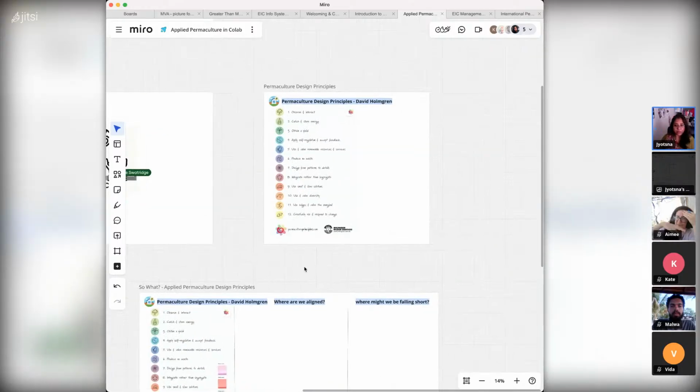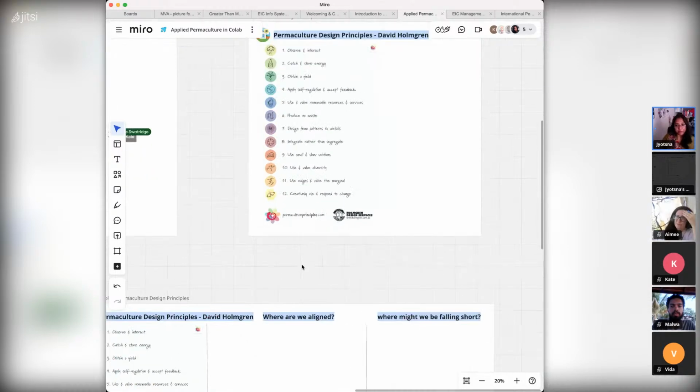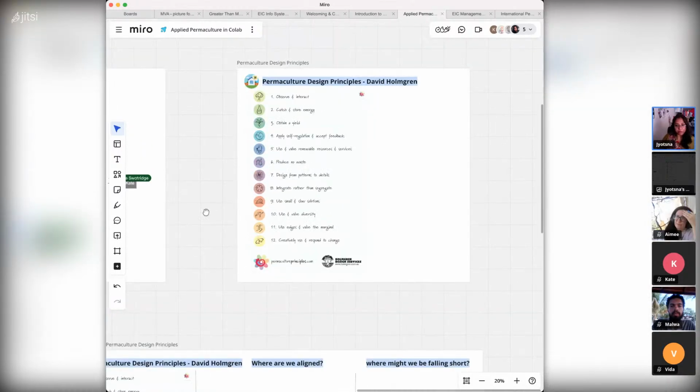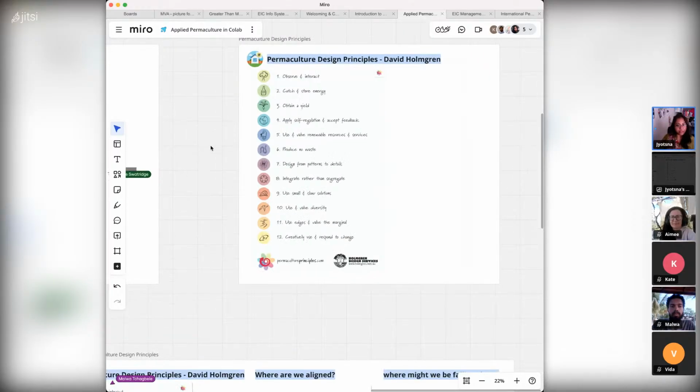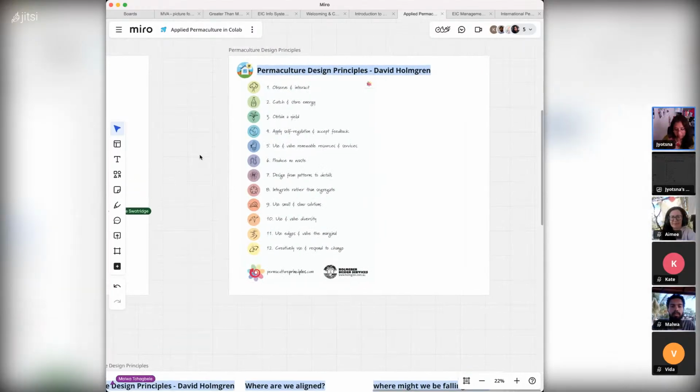And the next one is our permaculture design principles. All 12 of them are listed here. It starts with observe and interact, catch and store energy. The way that I read it is, where is your energy being pulled, and be very intentional about where you're spending it. Obtain a yield, being productive, applying self-regulation and accepting feedback.